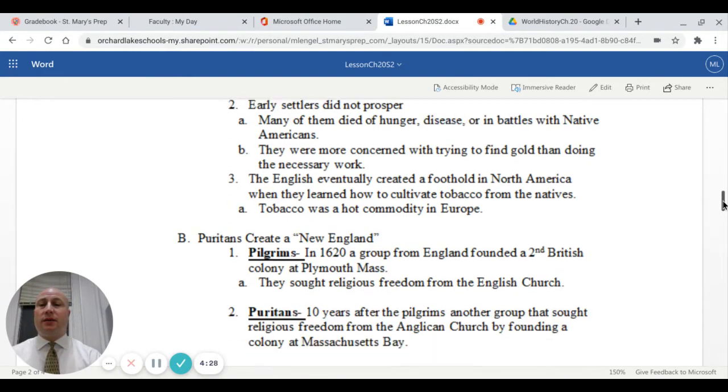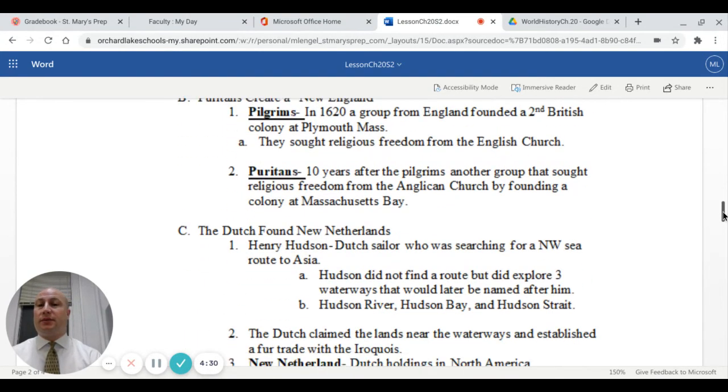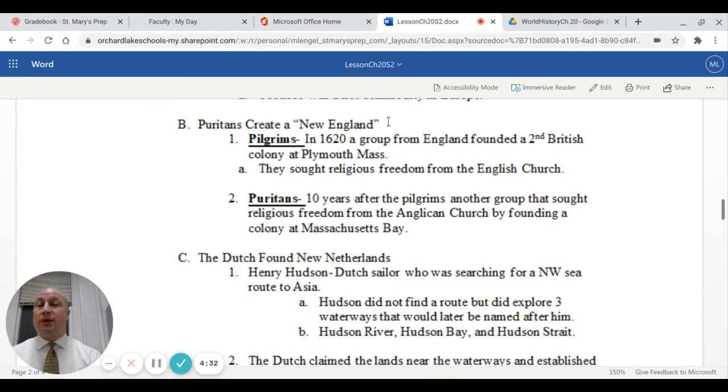The next group that we'll take a look at from England are the Puritans, okay? The Puritans create what we know as New England in that region today. The Pilgrims are a group that come over in 1620. They're from England. They founded what was known as a second British colony at Plymouth, Massachusetts, and they sought religious freedom from the English church.